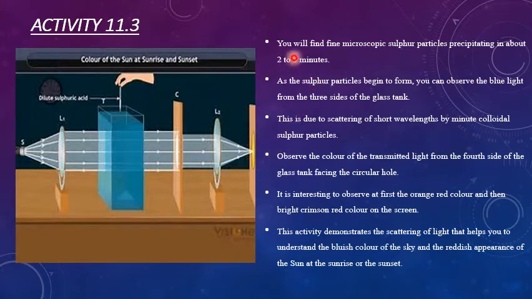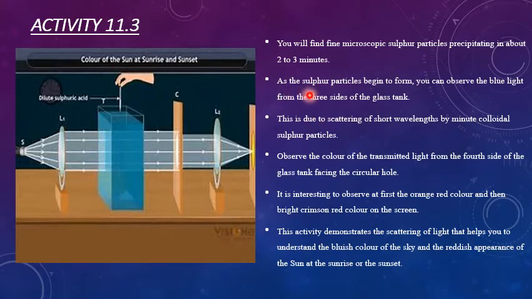So what do we observe? Let us see. You will find fine microscopic sulfur particles precipitate in about 2 to 3 minutes, because we have sodium thiosulfate and sulfuric acid. They will react with one another and a precipitate will be formed. Precipitate means something left over will be formed, and that leftover you will see in this.